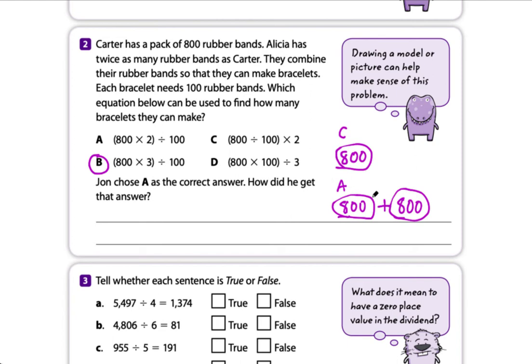800 times 3. Then they're going to divide all the rubber bands by 100 because that's how much each bracelet takes to make, 100 rubber bands to make a bracelet. So they're going to divide all those by 100, and that's the last step of this equation.